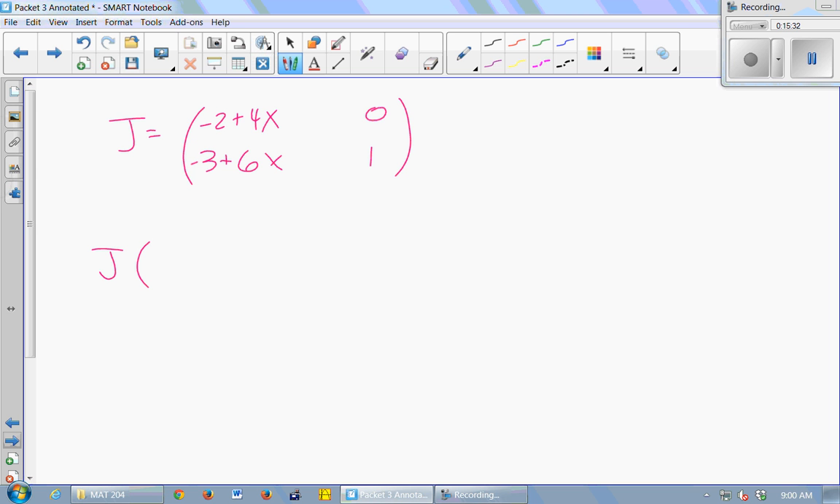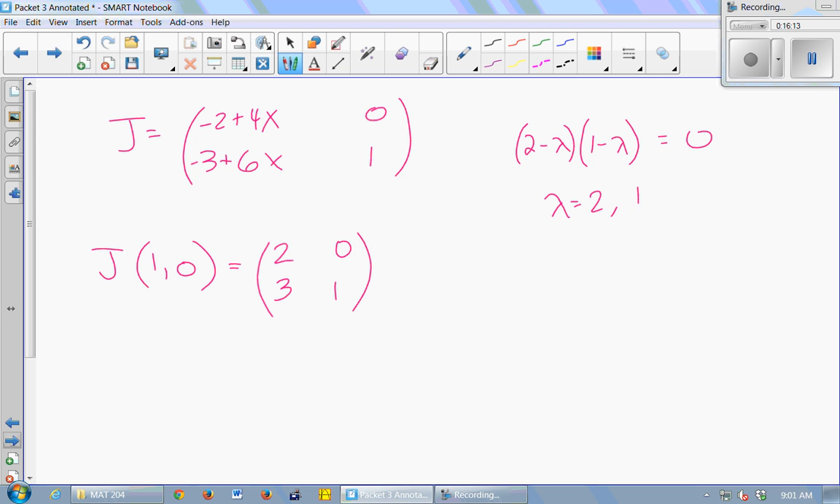Okay, so my second equilibrium point was at 1, 0. So now I'm plugging in 1 for x and 0 for y. There aren't any y's, but if there were, I'd make them 0. So if I put in a 1 for x, -2 plus 4 is +2. -3 plus 6 is +3. 0, 1. So there's the coefficient matrix for my linearized system at 1, 0. Find the eigenvalues. 2 minus lambda times 1 minus lambda minus 0 equals 0. And I get eigenvalues lambda equals 2 and 1.